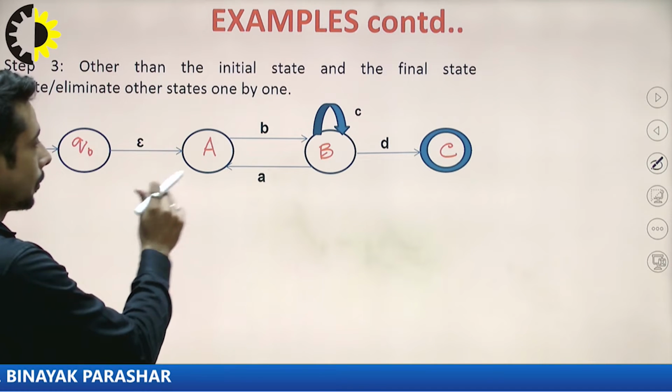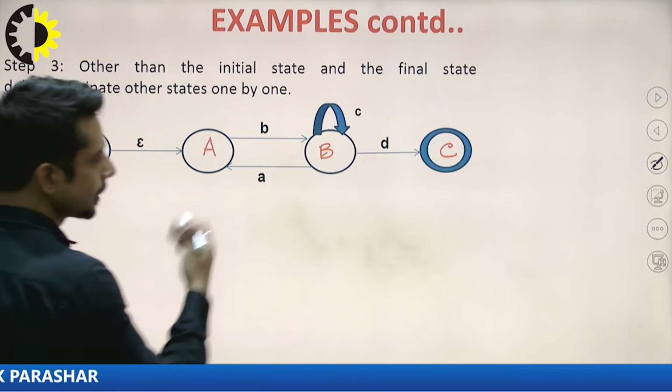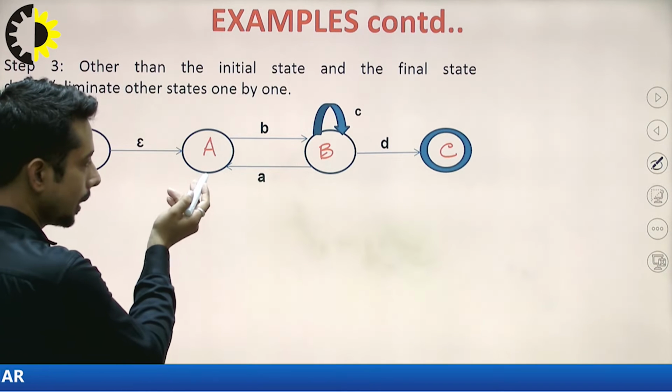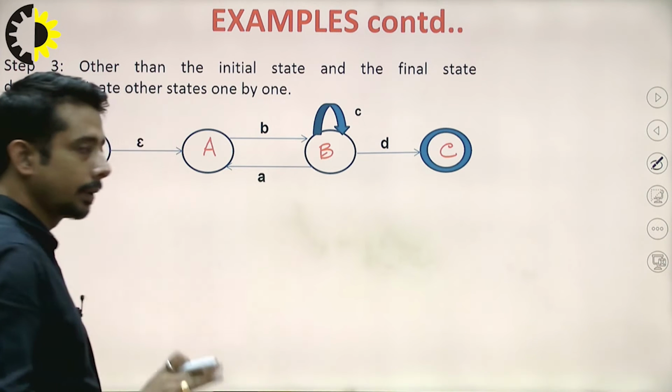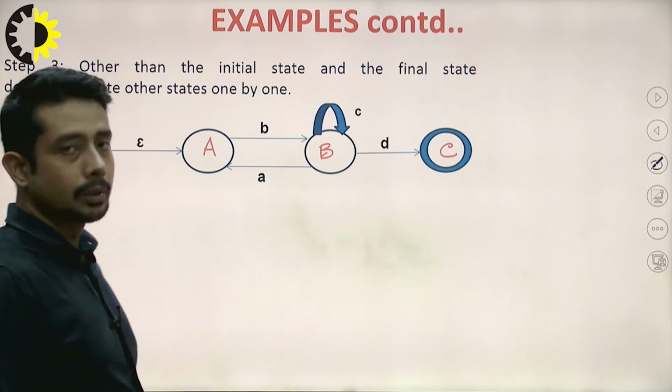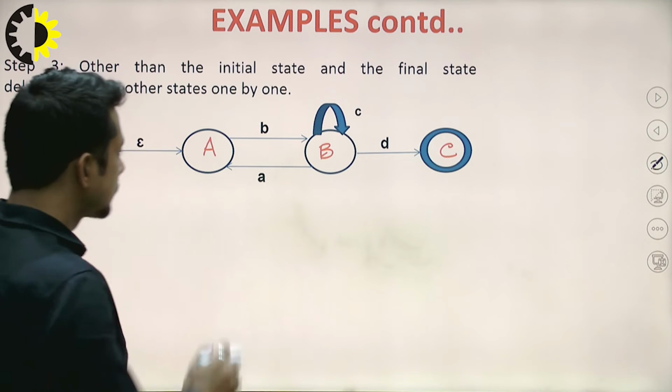Okay. So, if I have to delete a particular state, I can choose any one. I can choose A, I can choose B. It is completely dependent on you, whichever you want to delete. Suppose I want to delete A.